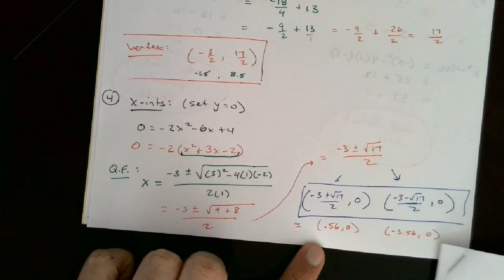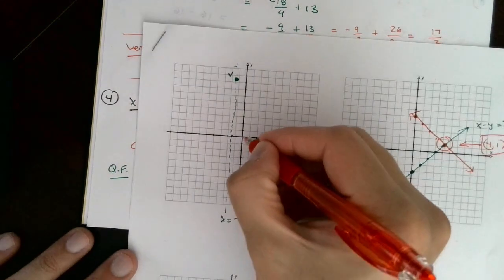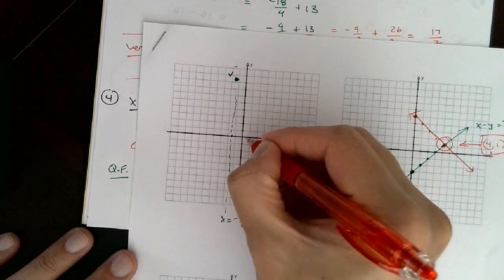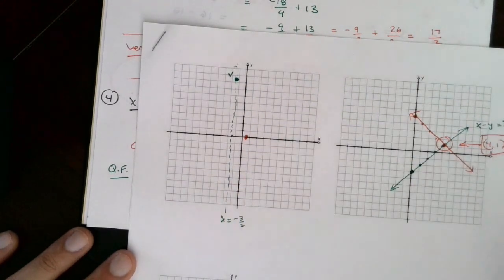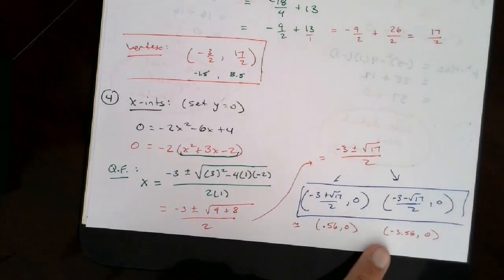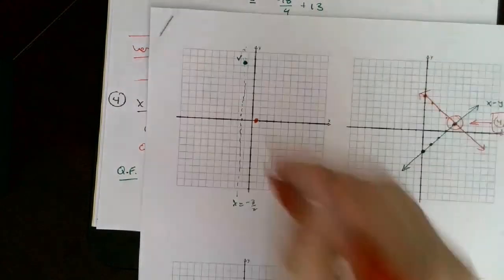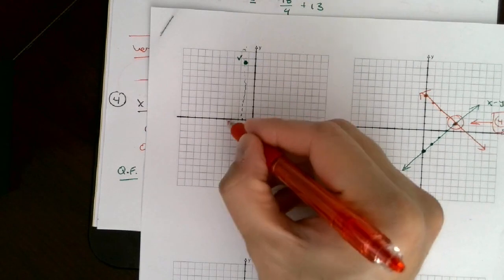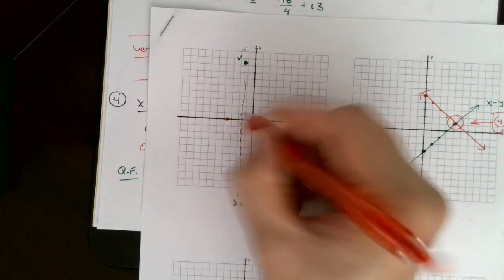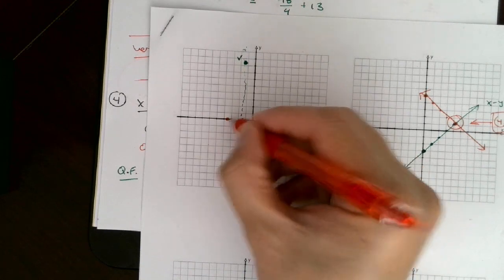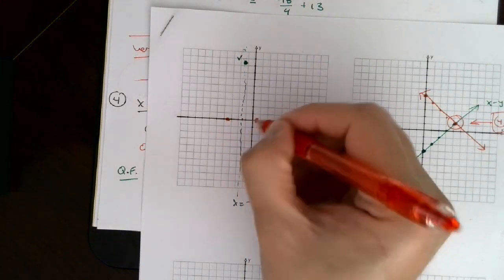So 0.56, comma 0. Well, 0.5 is halfway between 0 and 1, so it'd be about there. That's one of my x-intercepts. And the other one is at negative 3.56, comma 0. Well, negative 3.56 will be between negative 3 and negative 4, so it'll be there. So we know that we have those on the axis at that point.